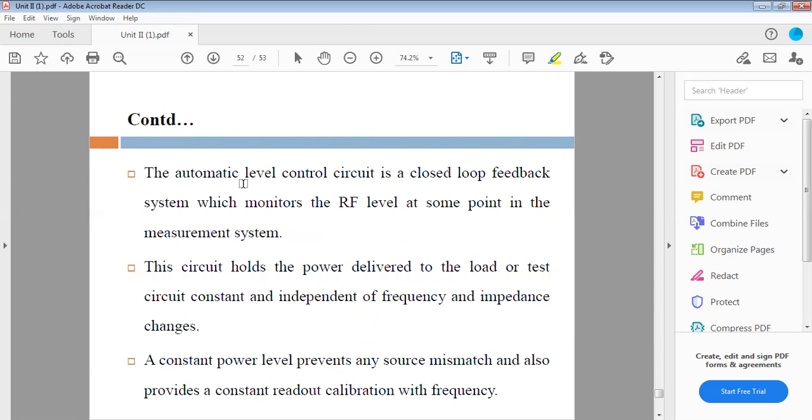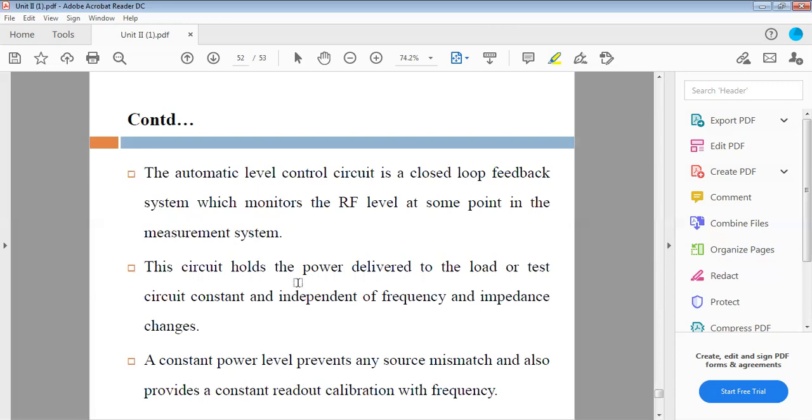Next, the automatic level control circuit is a closed loop feedback system which is used for monitoring the RF level at some point in the measuring system, and this is also used to hold the power delivered to the load or test circuit independent of frequency and impedance changes. A constant power level prevents any source mismatch and also provides a constant readout calibration with the frequency. So this is about the sweep generator.